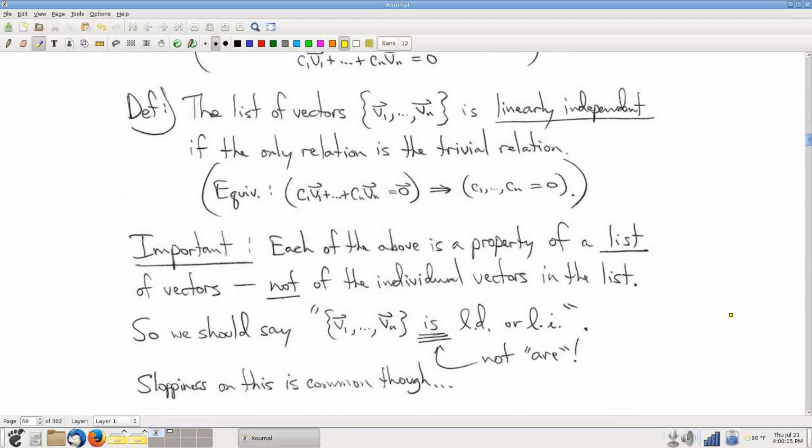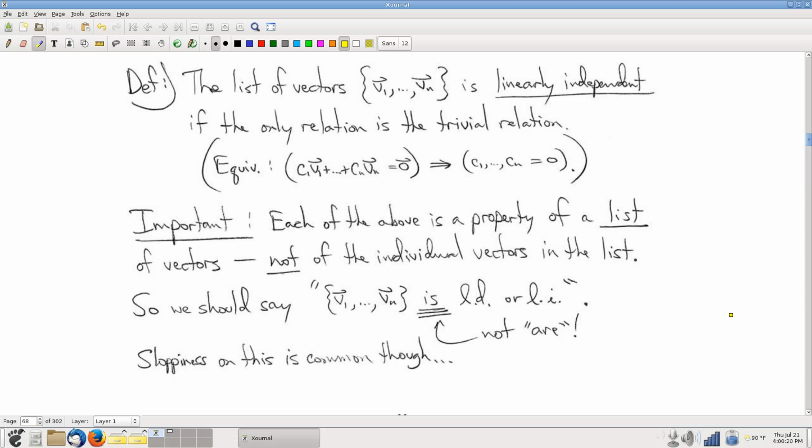All right. Important feature to keep in mind of these notions of independence and dependence is that we're talking about properties of a list of vectors. We are not talking about the individual vectors in the list. So very importantly, if you have a list of vectors v1 through vn, that list of vectors may be dependent. That list of vectors may be independent. In either case, you would say that the list is, whichever it is. It is either dependent or independent. The trouble is, this list consists of a bunch of individual vectors, and when you're talking about this, it's very easy to say v1, comma, through vn, and to think of this as being a plural, and to inadvertently say that these vectors are dependent or independent.